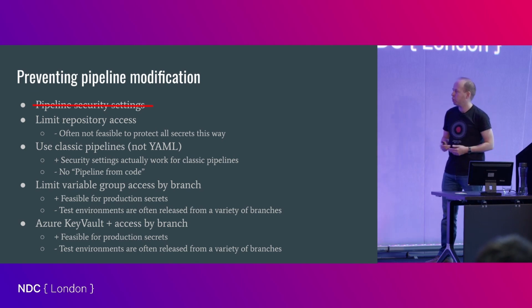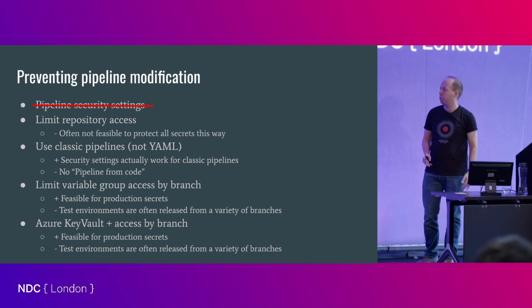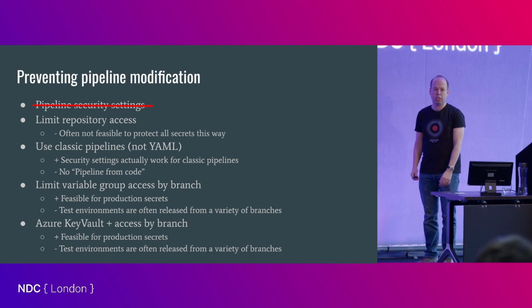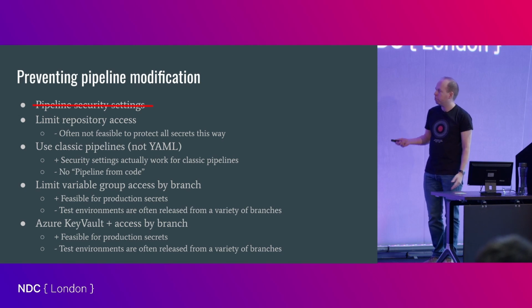You could limit which users have access to which repositories. I don't really like this approach that much. I believe in transparency and that we should be able to learn as easily as possible from each other between teams. But it's a possibility. We could use the classic pipelines, but we didn't really want to use the classic pipeline, so let's just skip that.